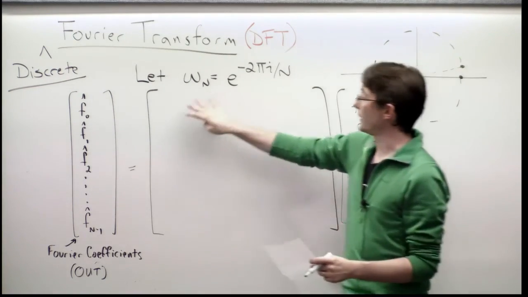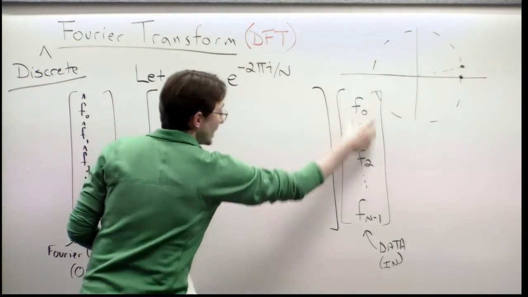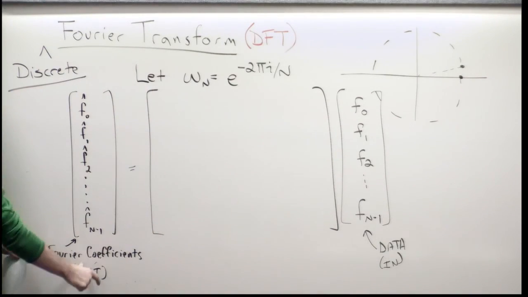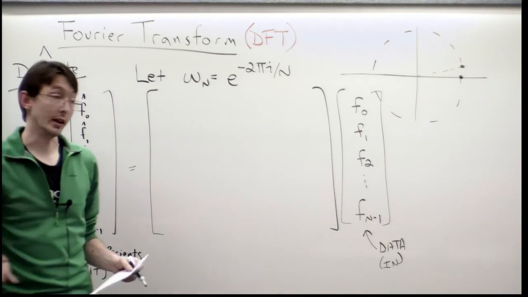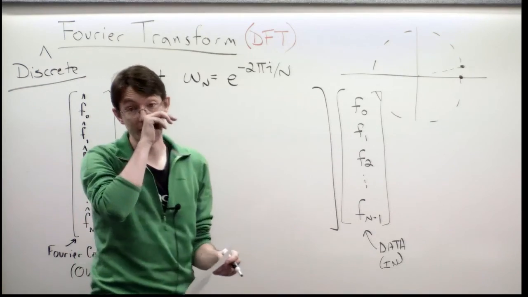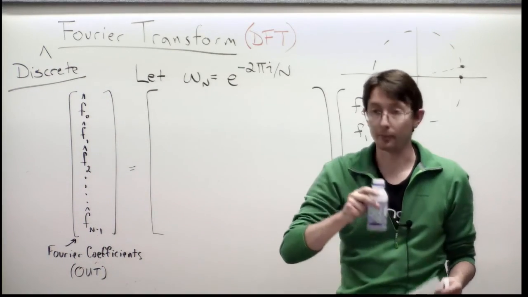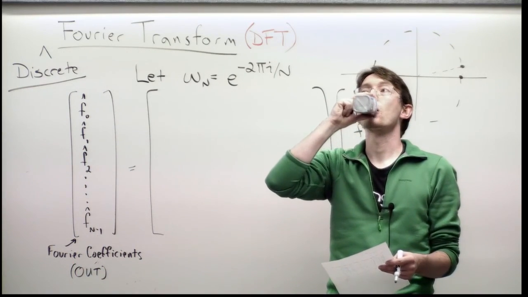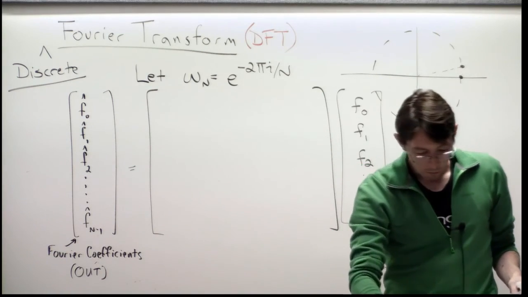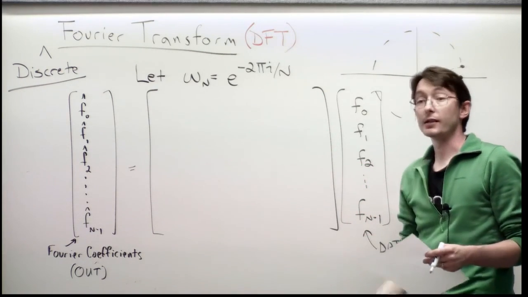Okay, so if I can find some big matrix that takes me from my data points to my frequency weights, that would be great, because matrix multiplication by a vector is pretty cheap. Okay, pretty easy to do. So that's exactly what we're going to do.